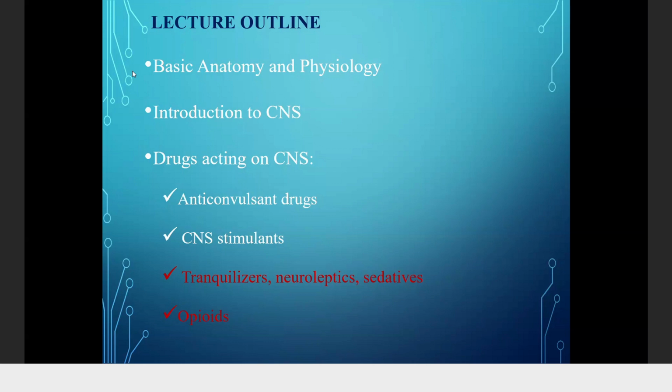the introduction, I will introduce to this topic, the central nervous system, and drugs acting on CNS. There are a few groups, but today's lecture will only cover anticonvulsant drugs and CNS stimulants. Okay, and tranquilizers, neuroleptics, sedatives, and opioids will be covered by Dr. Ubaid. So he'll be coming in tomorrow, for the next week. So he will take lectures on these topics and also on general anesthesia and local anesthesia. Okay.